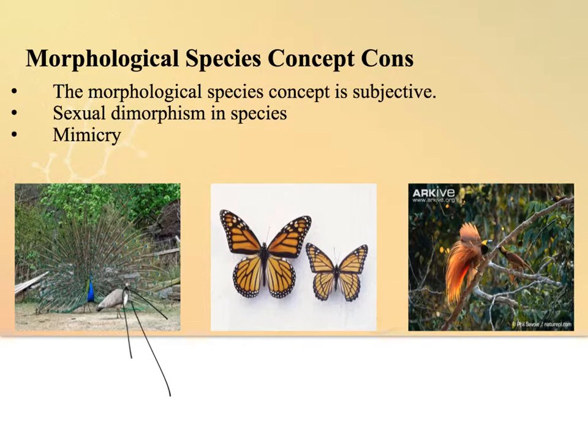There are two types of mimicry that can happen as a result. There's Müllerian mimicry and Batesian mimicry.